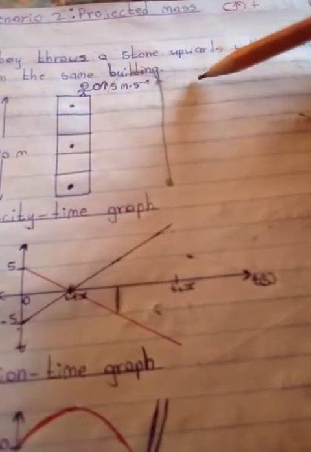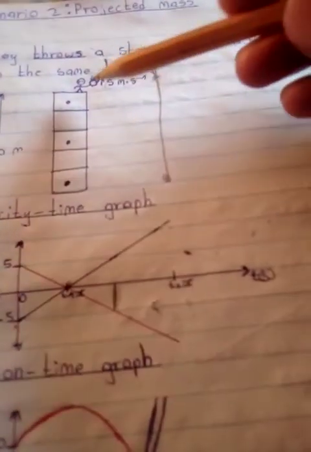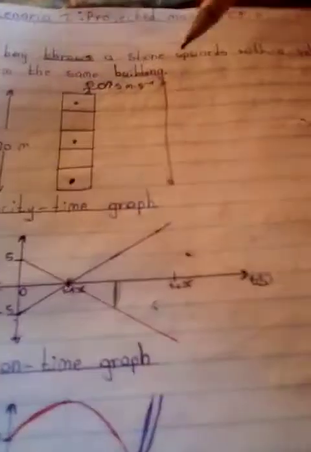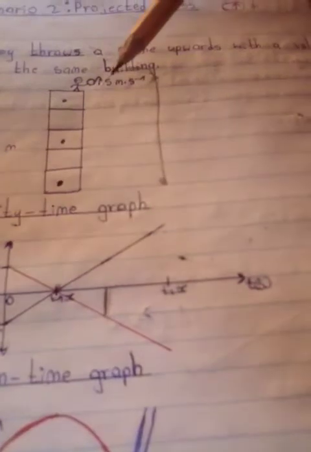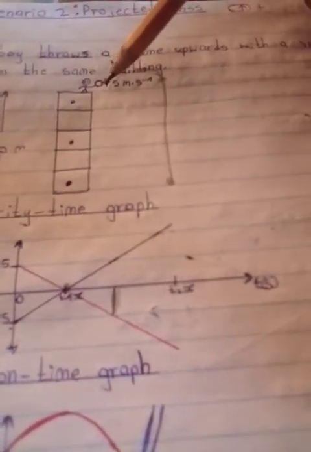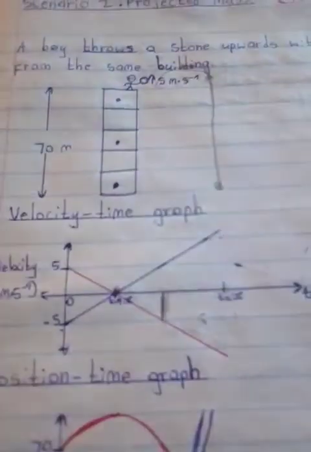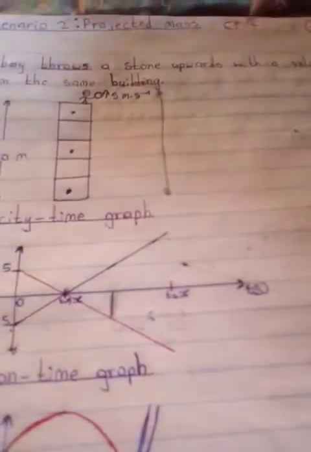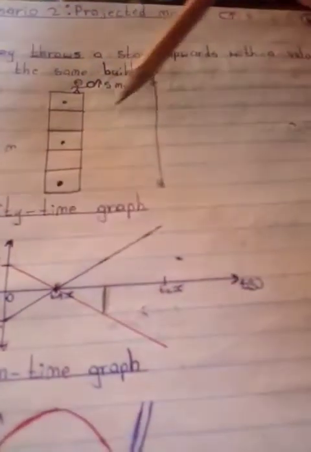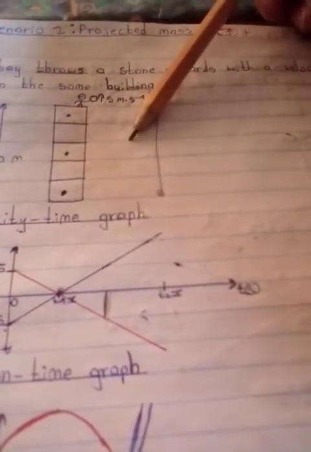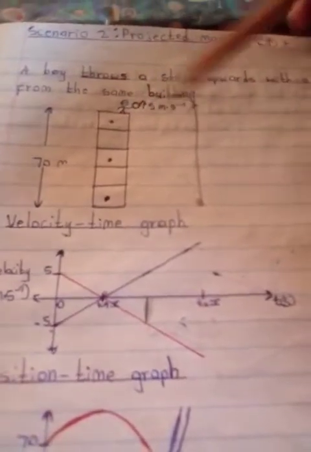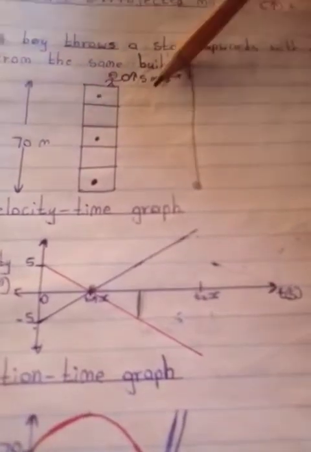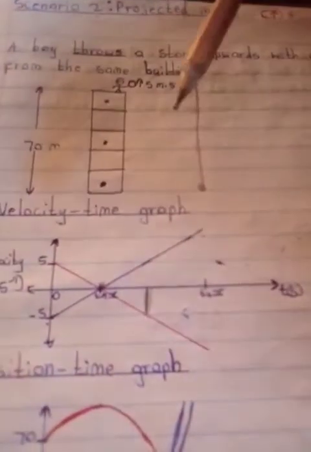Your direction is downwards positive, but this stone is going upwards with a negative velocity. Remember that velocity is a vector quantity. It can be both negative and positive, but speed is always positive. Like distance can never be negative, but displacement can be both negative and positive. I hope I'm clear.